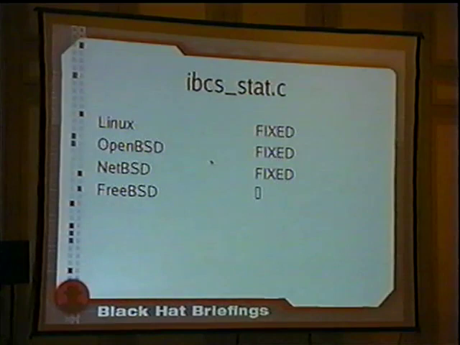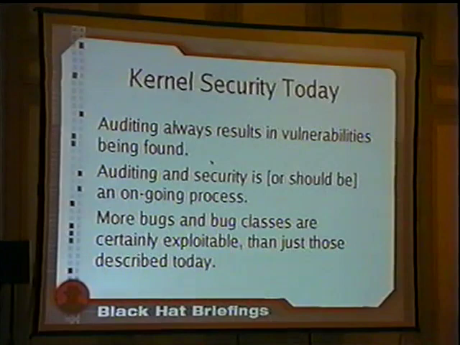IBCS2_stat.c code: Linux has fixed it, OpenBSD has fixed it, NetBSD has fixed it, FreeBSD has not fixed it. I don't know why. I didn't push hard for that, and there's still no input validation at all there. Today, where are we in kernel security? Auditing always results in vulnerabilities. It always does. And auditing and security really should be an ongoing process. You can't just say that it was audited once, hence secure indefinitely. You really do have to audit on an ongoing basis.